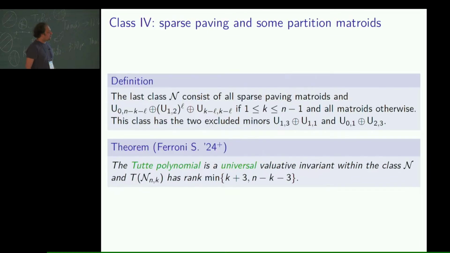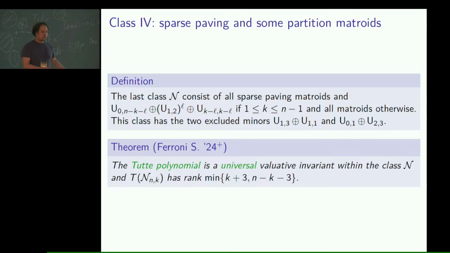And then there's a last and fourth, a little bit more complicated class where things go on. But they look like sparse paving matroids. If you have a connected thing, and if they're disconnected, then there's a special type of this partition matroid. Okay, but here, not all I promised holds. I mean, the Tutte polynomial will be universal on this class, but the rank is low, so there's no hope that you can express every Tutte polynomial as a linear combination of those. They're just too few.